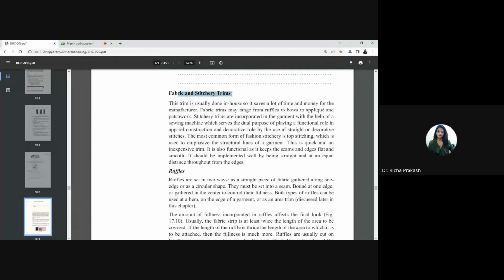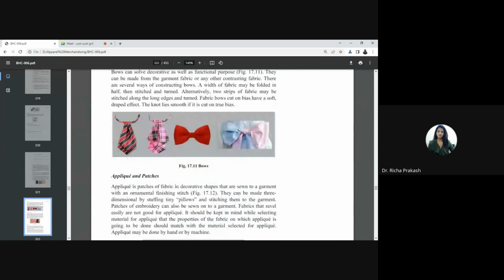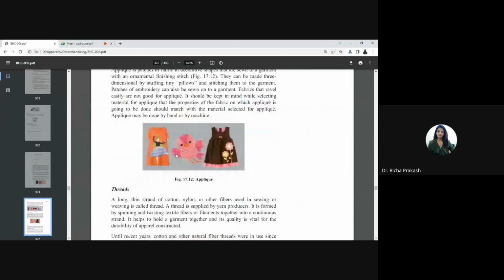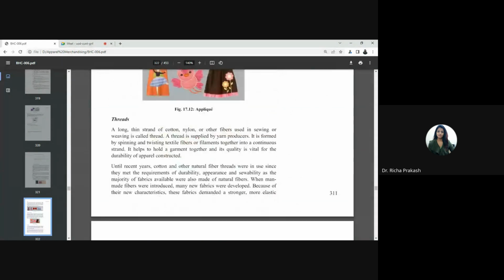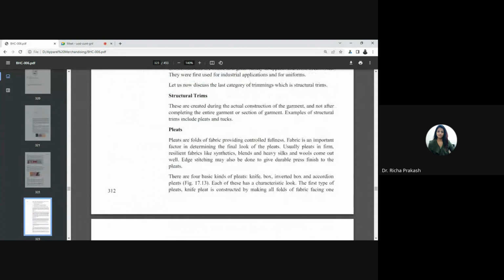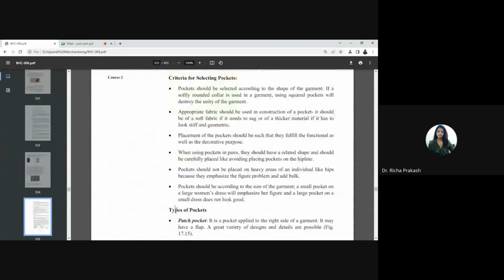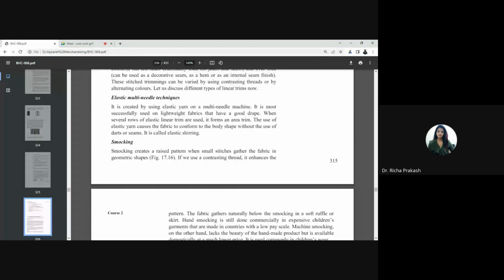Fabric and stitchery trims, that is, you put ruffles, you put pleats, so these are ruffles. You put bows, again, it's a kind of trimming. Applique and patches, you put some kind of patch on that. Using threads, you do some embroidery, elastics, velcros, all these pleats I just mentioned. Tucks are there. Adding pockets. All these things are part of the trimmings.